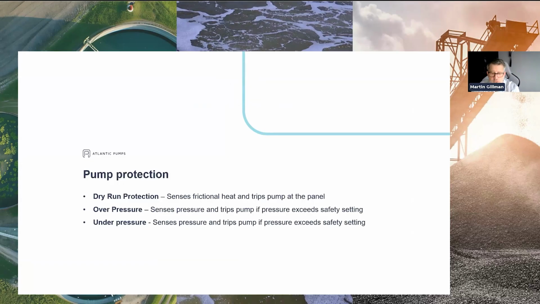When you are buying pumps, don't forget your pump protections. I haven't gone into it in detail in here, but they are important, especially if it's a positive displacement pump, which we've covered here. Dry run protection senses frictional heat and trips the pump out of the panel. If you get no liquid and you allow these pumps to continue to spin, especially if they're running fast, you're going to get frictional heat between rotor and stator, and eventually the rubber will melt down and you'll completely trash the pump.